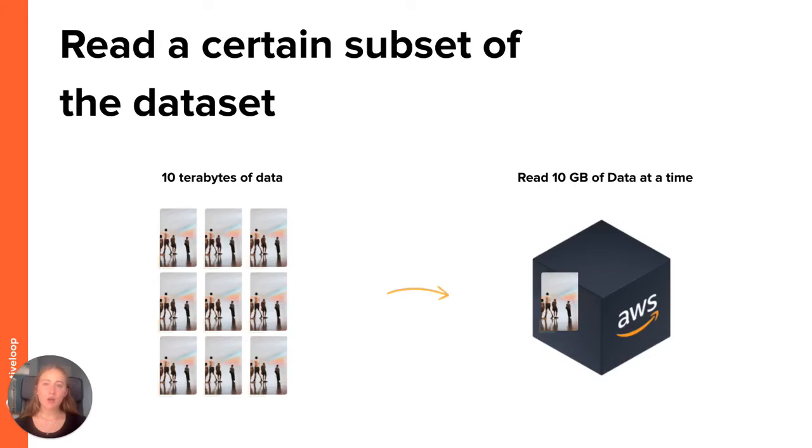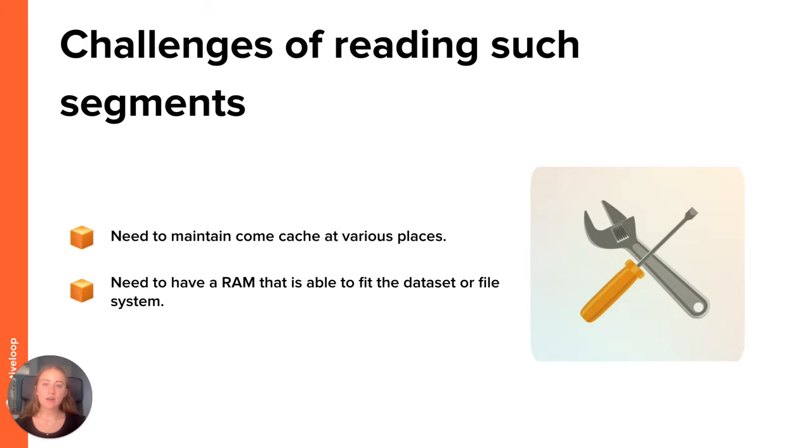Another way to read a larger dataset is by using something that can read a certain segment of the dataset. For example, with a 10 terabyte dataset, you would divide that into 10 gigabyte chunks and you would read 10 gigabytes at a time. However, there are challenges when reading such segments of a dataset. First, you need to maintain some level of cache at various places, and then secondly, you need to have a RAM that is able to fit the dataset or file system.